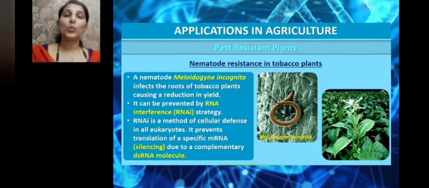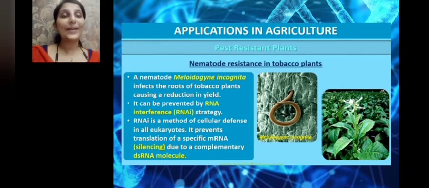In this module, we are going to learn how a pest-resistant tobacco plant is created. Okay, a pest-resistant tobacco plant. This tobacco plant is infected by a nematode, and the name of the nematode is Meloidogyne incognita. This nematode infects the roots of the tobacco plant, which considerably decreases its yield.